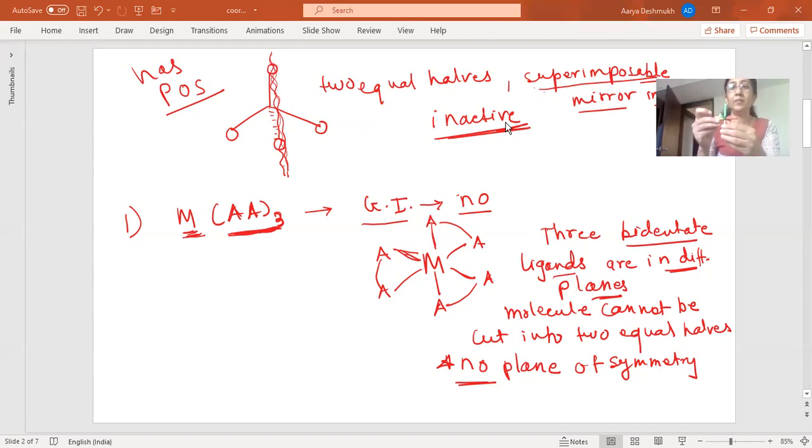Here you can see this is the octahedral complex. I'll hold this molecule like this. If I rotate like this, you can see the 6 ligands and this is the central metal atom here.